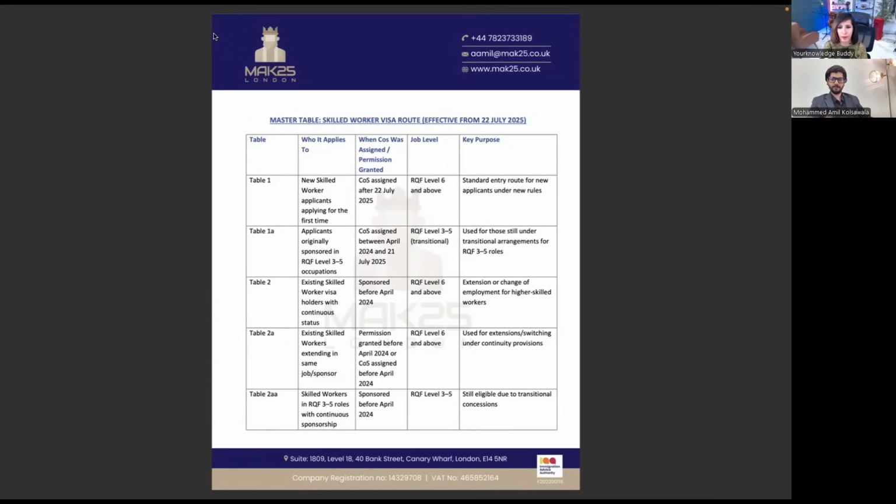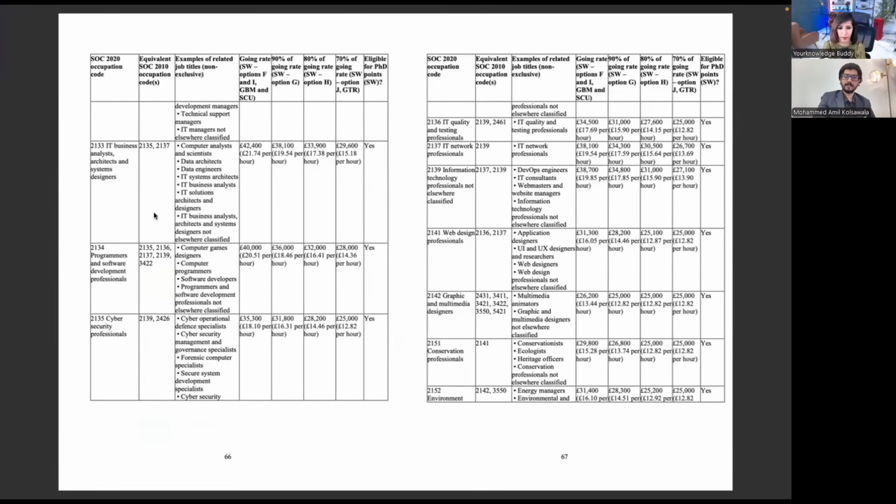So let me give you a very straightforward example. I had a consultation with my client in the morning. So let's refer to table 2 for the people who have already got the visa before April 2024. So Sarika, here we are at table 2. Let's say if somebody have got their skilled worker visa application granted before April 2024 and they have got a job of, let's say, a software engineer, which comes under 2134. So what the new transitional provision says is that obviously when they are extending the visa application within the same sponsor itself, the minimum going rate would be 40,000 pounds for them. That is very important to understand.